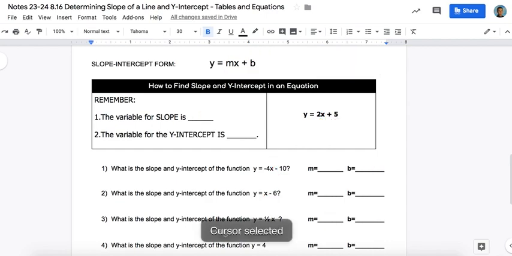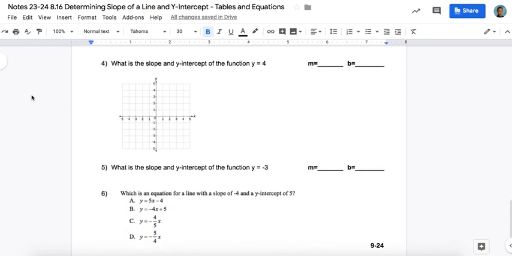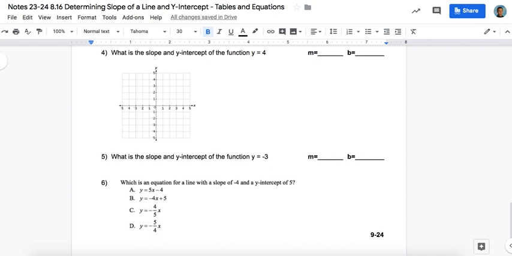Okay, this brings us to example number 4. What is the slope and y-intercept of the function y equals 4? So I brought out a graph here so that we could prove it. Here's my equation, y equals 4. Now there is no x here. So what is my ending? My ending is 4, so the y-intercept is going to be 4.